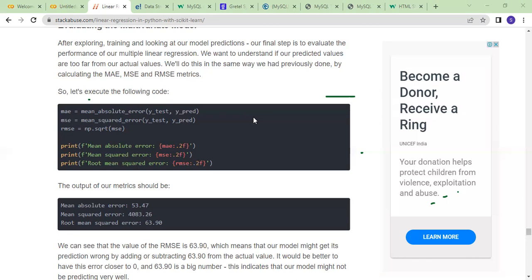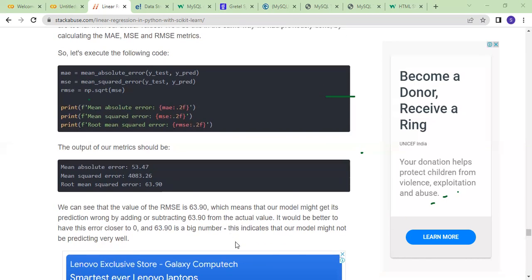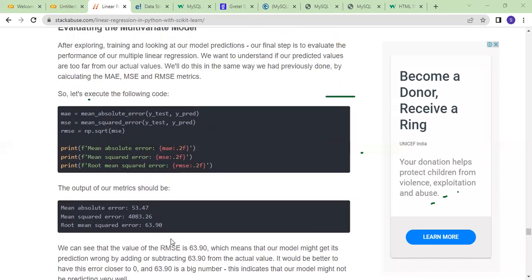So the mean absolute error is 53.47, the mean squared error is 4,803.26, and the root mean squared error is 63.90, which means the model's predictions are off by adding or subtracting 63.90 from the actual value. It would be better to have this error closer to zero, but 63.90 is a big number. This indicates our model is not predicting very well, obviously.